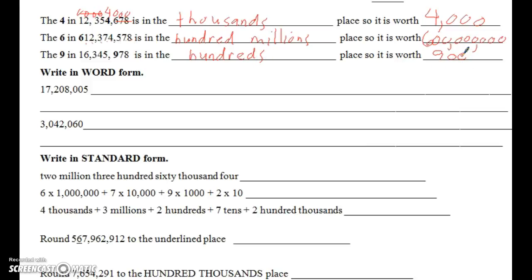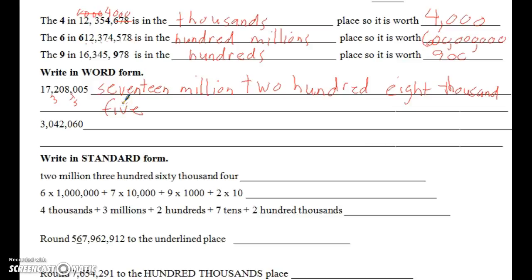Write in word form, so I'm going to put my nicknames for my commas there. So I got 1,000 and million. So 17 million. My next chunk is 208. Remember, we don't use the word and. Next comma is 1,000. And after the 1,000 comma, we just have 5.